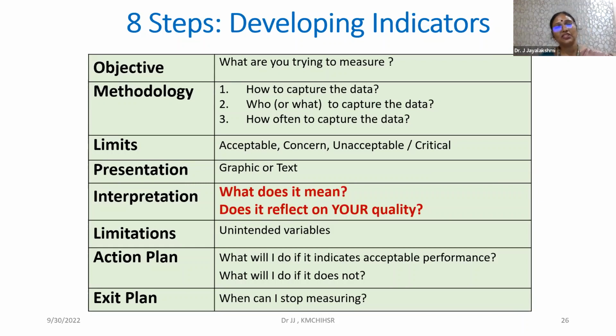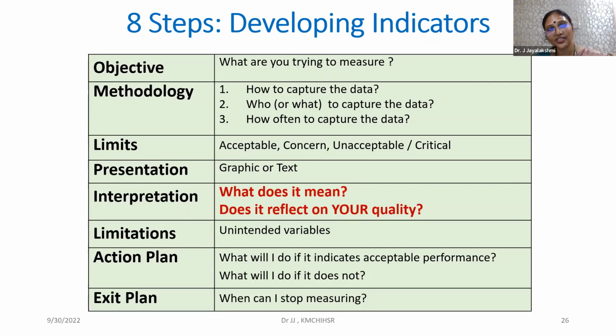Then your limits or your benchmark that you would see, what is your acceptable limit? What is your concern value? What is your unacceptable limit or critical value? So what is that range in which you are supposed to lie? Okay. Then how are you going to present this quality indicator?